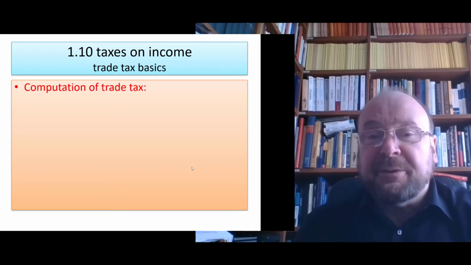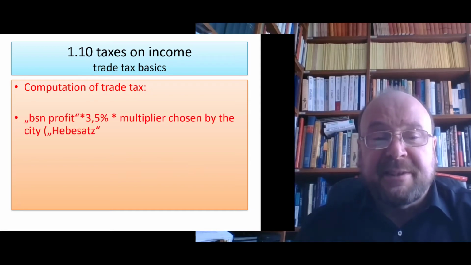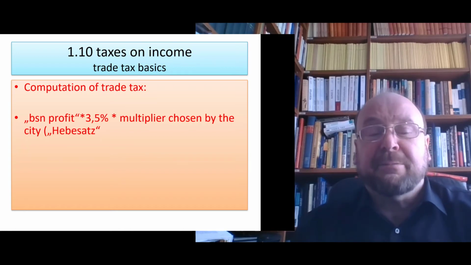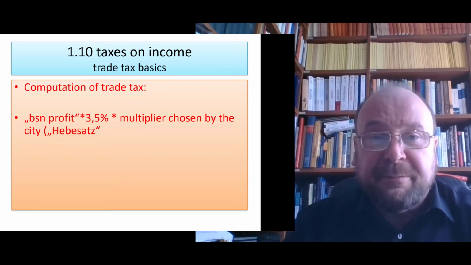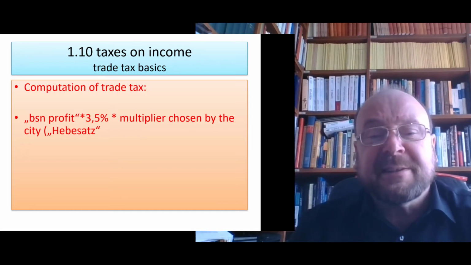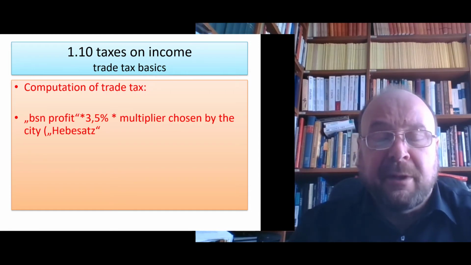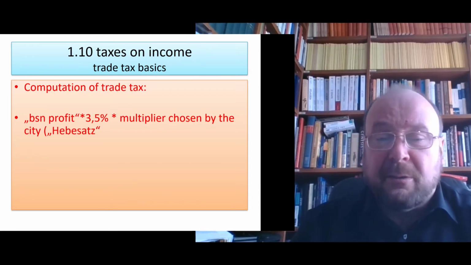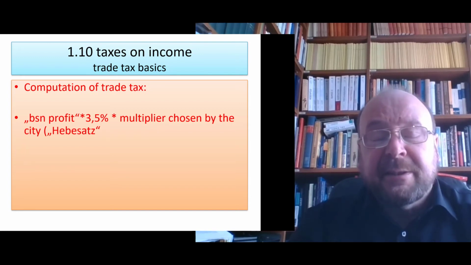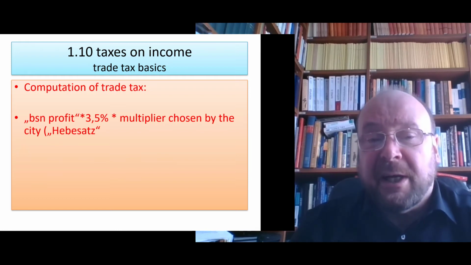Well, the computation of the trade tax is another peculiarity, because the business profit is first multiplied with 3.5%. And then, only afterwards, is the trade tax rate, which is set by the city, or trade tax multiplier, or however you want to translate it, applied. And this so-called Hebesatz is then usually rather high.